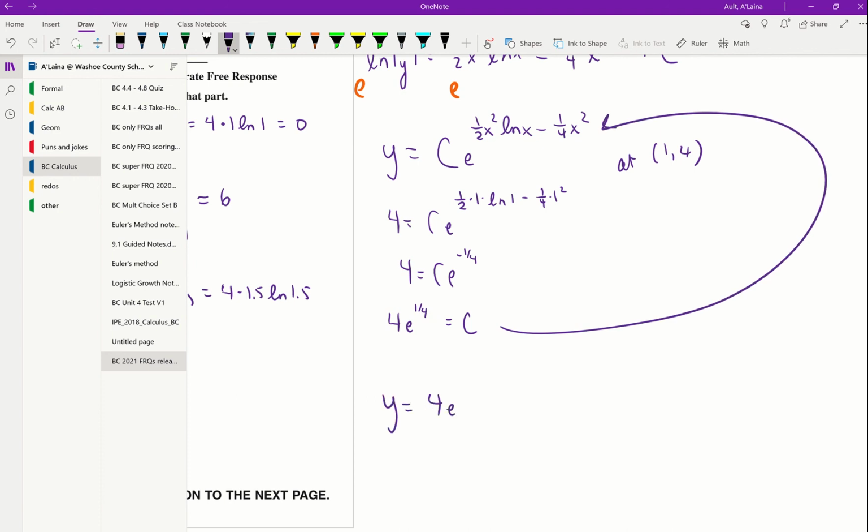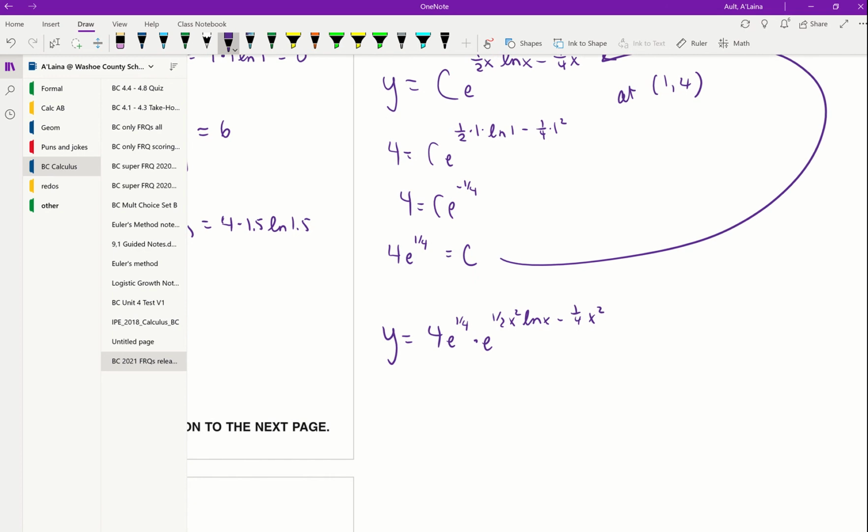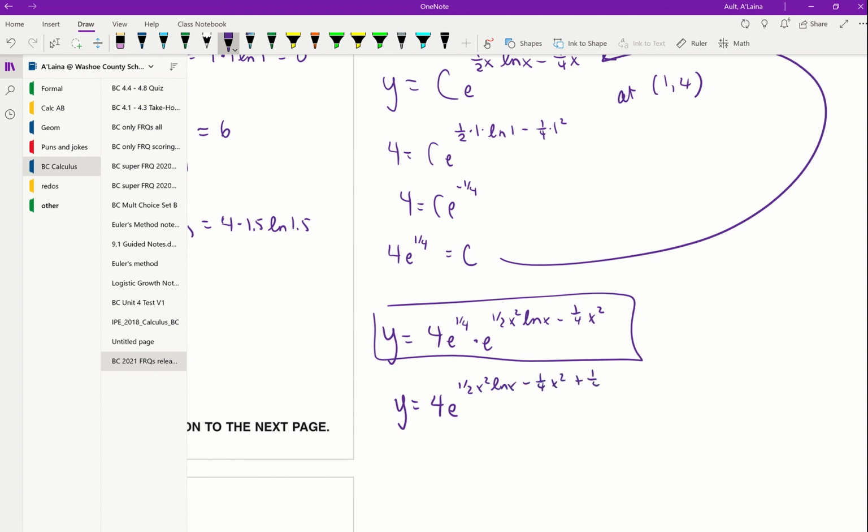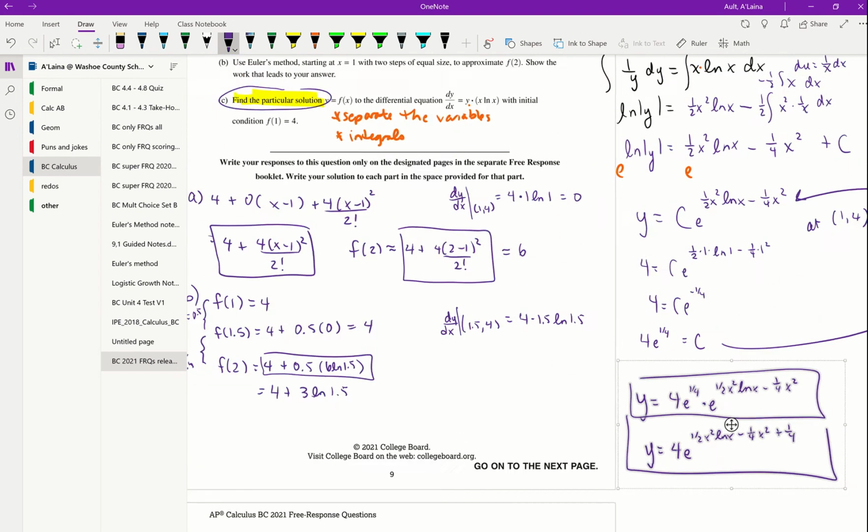So 4e to the 1/4 times e to the 1/2 x squared natural log of x minus 1/4 x squared. Now you could leave it like that. Nothing wrong with that answer. If you want the answer that's more likely to be on the scoring guideline, although they would accept this, since we have the same base of e, we can add those powers together. So I would probably suspect, although we haven't seen the scoring guidelines yet, that it would probably look more like this. Either are fantastic answers.